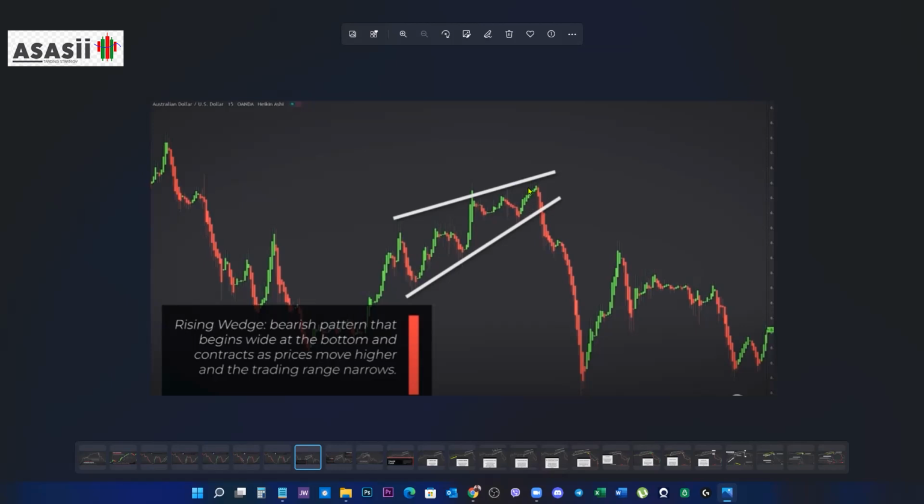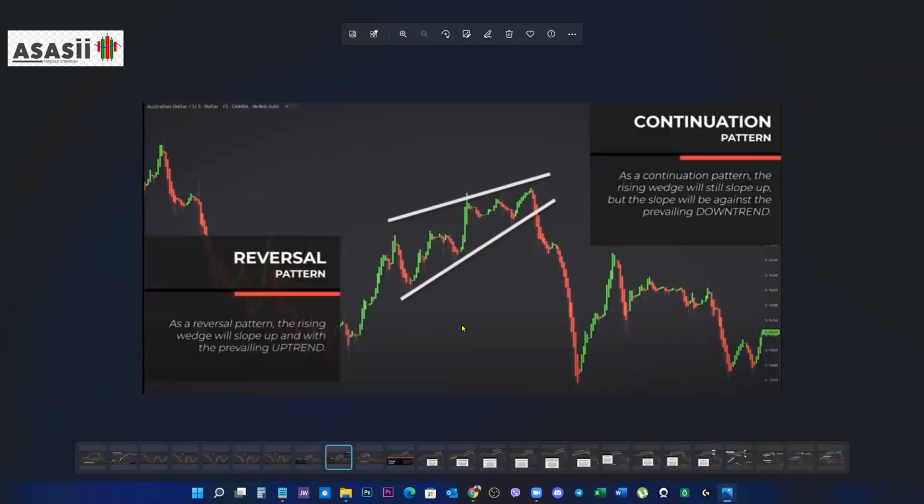Okay? Tapos pataas. So, it's a possible rising wedge, and this is a bearish pattern actually that begins wide at the bottom and contracts as prices move higher in the trading range. Now, we can have a continuation pattern sa rising wedge or reversal pattern, but we will not discuss this right now. Papakita ko na lang sa inyo yung mga possible mangyari kasi we have to look for the breakout.